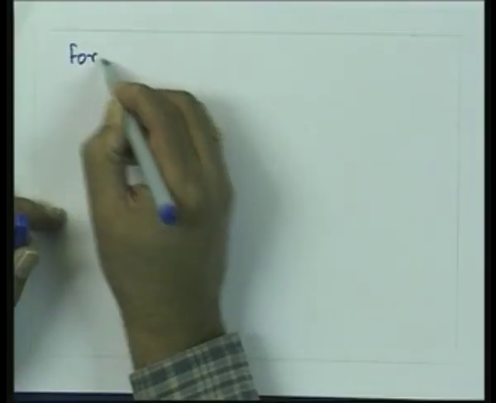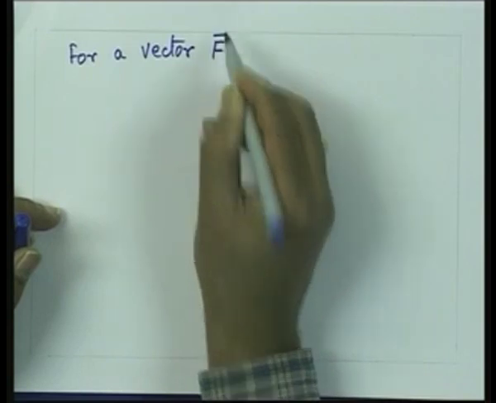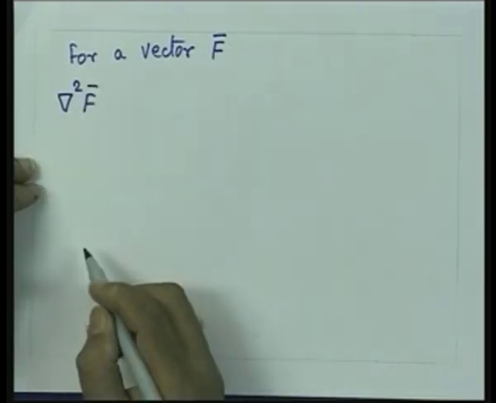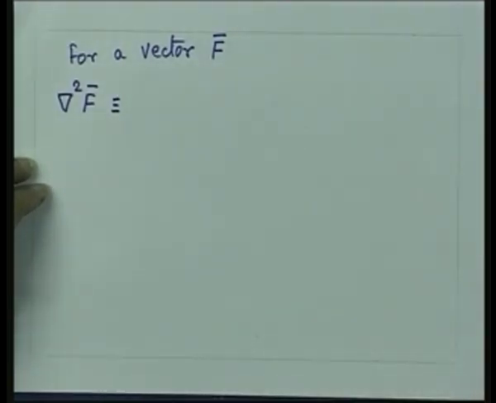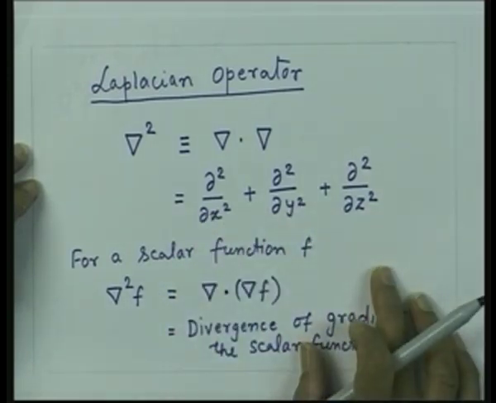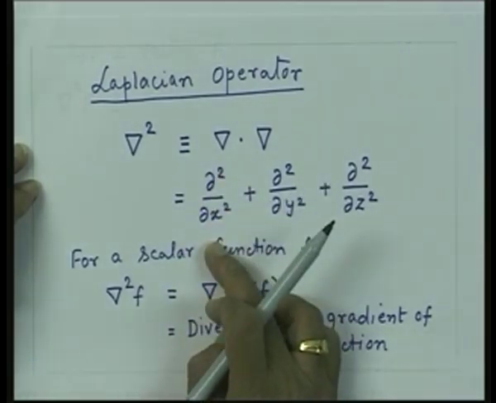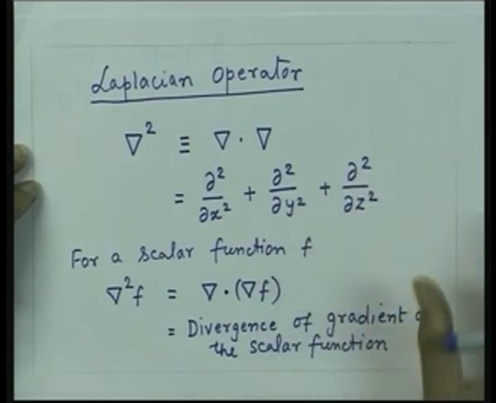So, when we have a Laplacian of a vector F, then del square of F, where F is a vector quantity, is equal to operating this on all 3 components of the vector. Essentially, you take the second derivative d2 by dx square of the entire vector, which has 3 components. You take the second derivative with respect to y of the entire vector, and the second derivative with respect to z for the entire vector.